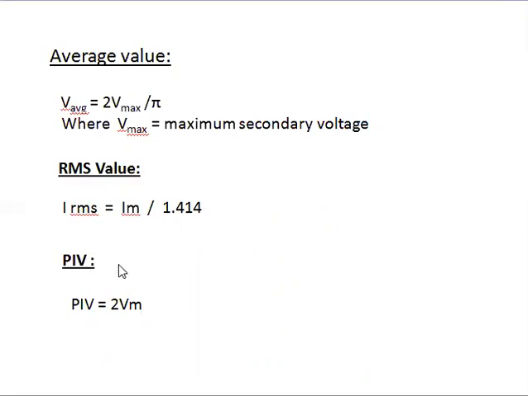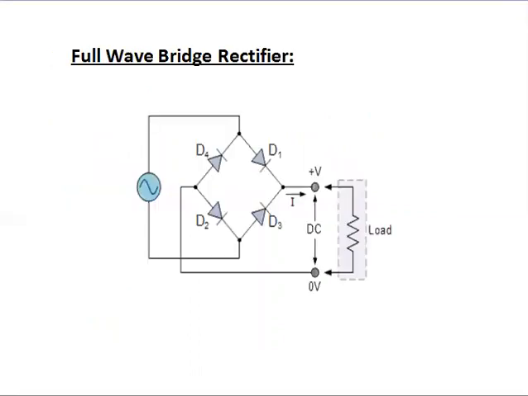PIV means peak inverse voltage. That means peak to peak voltage. So here the peak inverse voltage is 2Vm. And coming to the next one, that is the full wave bridge rectifier.